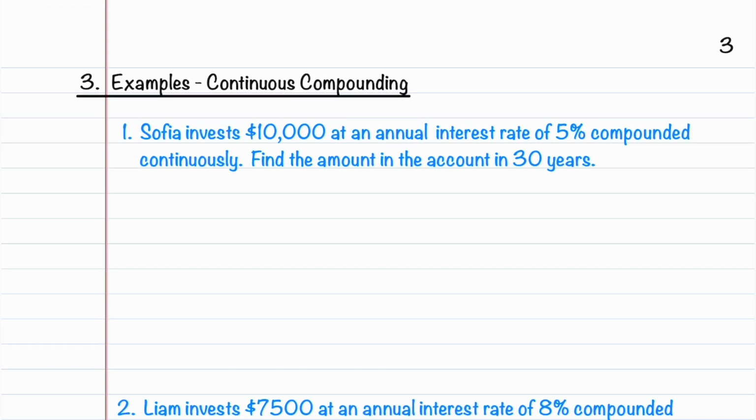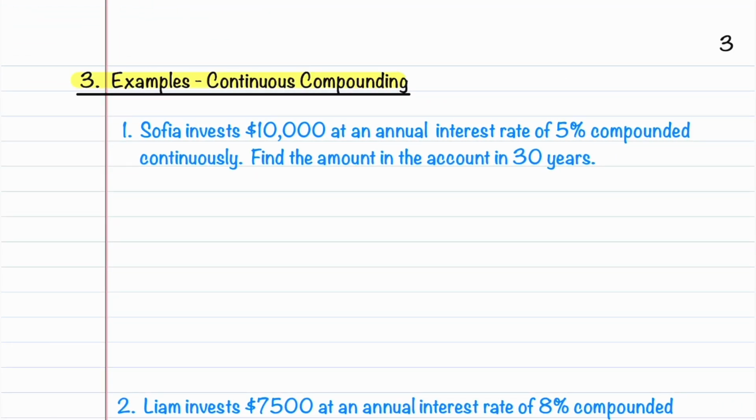Let's now look at some examples when the compounding is done continuously. In our first example, we are told that Sylvia invests $10,000 at an annual interest rate of 5% compounded continuously. We want to find the amount in the account in 30 years. Because we're told that the compounding is done continuously, we are going to use the formula A is equal to P times e raised to the rt. We want to find how much is in the account in 30 years, so we're going to be finding A.